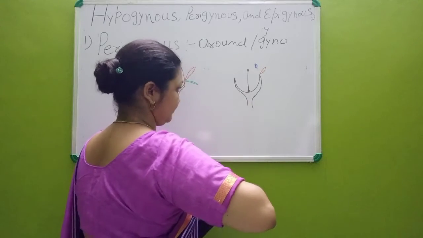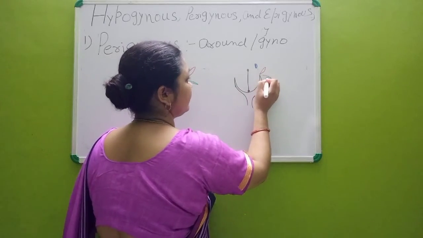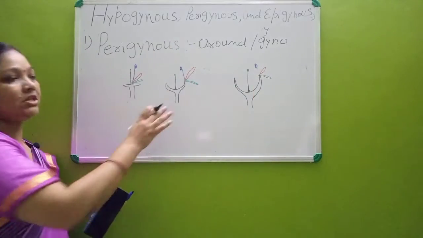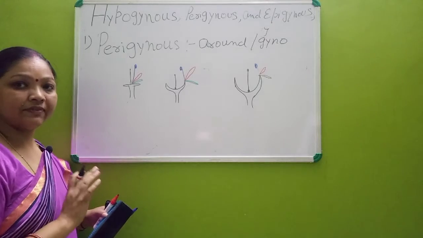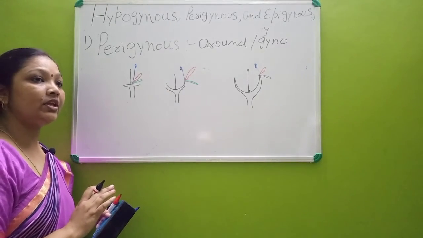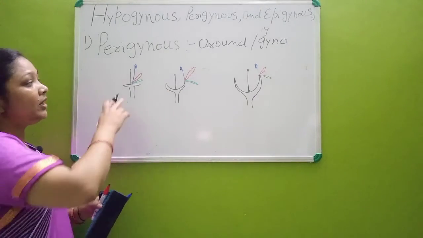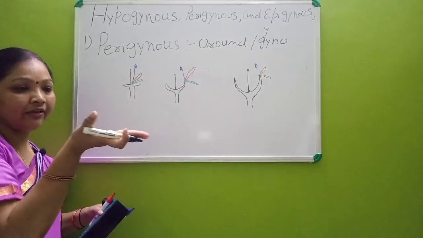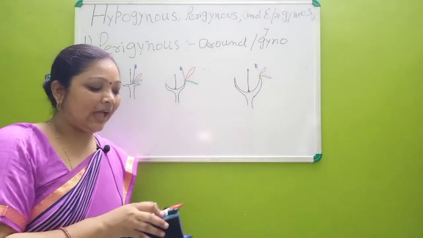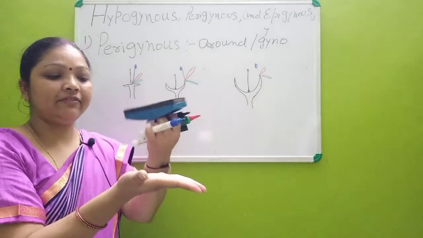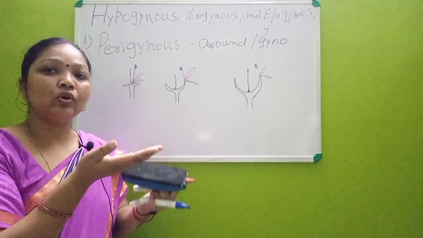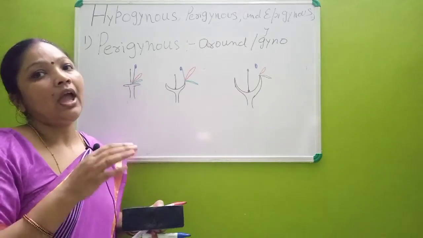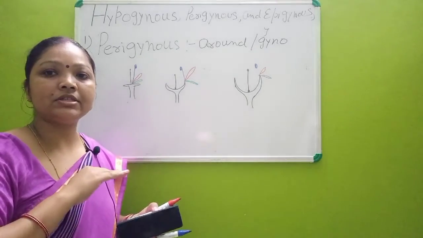And the sepal. Now these are the three positions on the basis where the perigynous ovary is present. Now here what happened, everything, your thalamus is flat and everything is arising on this.